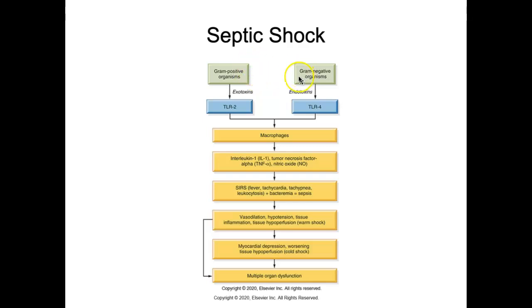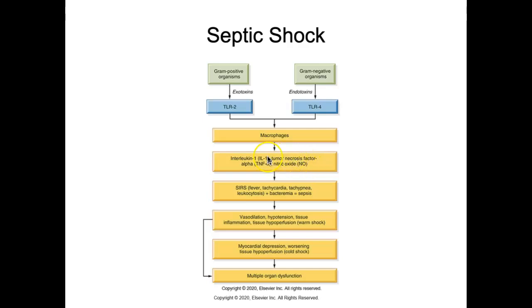As we start off with our organisms, we could see that our gram-positive organisms are going to secrete exotoxins, which could be things such as lipoteichoic acids or peptidoglycans, whereas our gram-negative organisms are going to secrete endotoxins, something like LPS. And what that does is it triggers the receptors on macrophages. So if it's an exotoxin, it triggers the toll-like receptor 2, and if it's an endotoxin, it triggers the toll-like receptor 4.